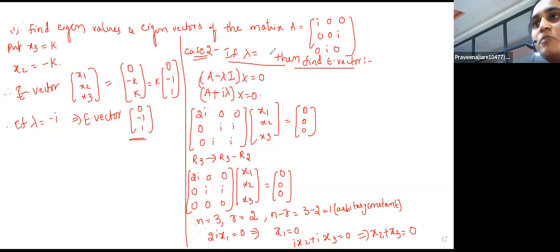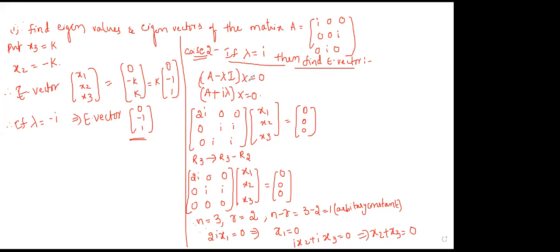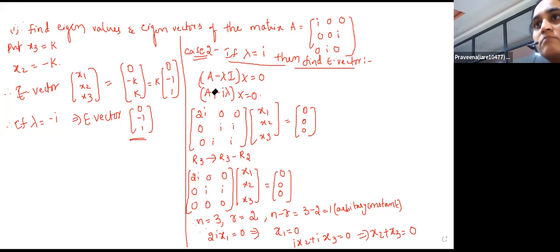What is the lambda value, ma? Here, the first eigenvalue is minus i, and the second eigenvalue is lambda i. If an eigenvalue is repeated, for that case, what will happen? Tell me. In that one case only we got 2 independent eigenvectors, right?